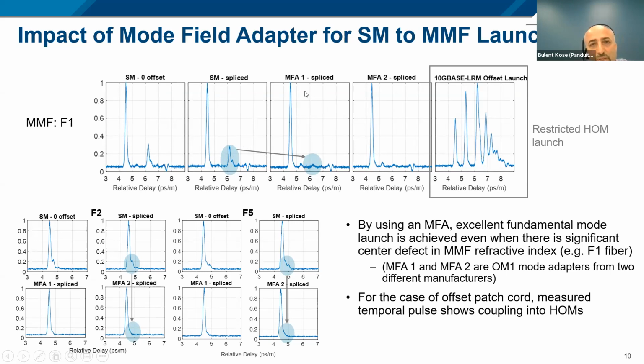But on the same setup, when I use the mode field adapter instead of the single mode fiber direct splice, the mode field adapter removed the coupling into that higher order mode. Regardless of how the fiber's refractive index looked, the mode field adapter was able to get rid of coupling into that higher order mode. So I was able to couple into just the fundamental mode. I did this for two mode field adapters from two vendors, and they both work quite well.